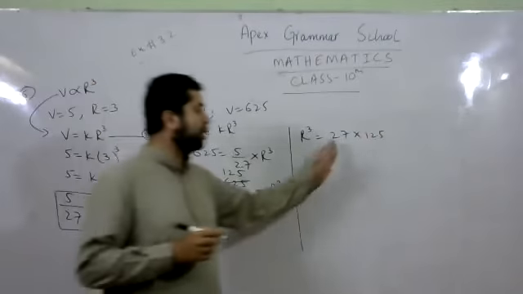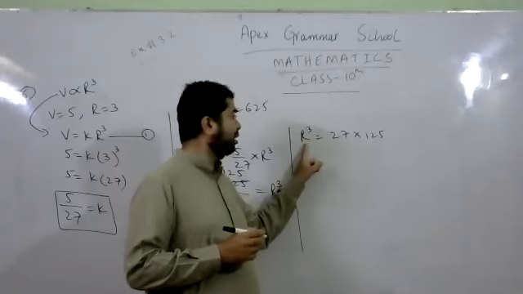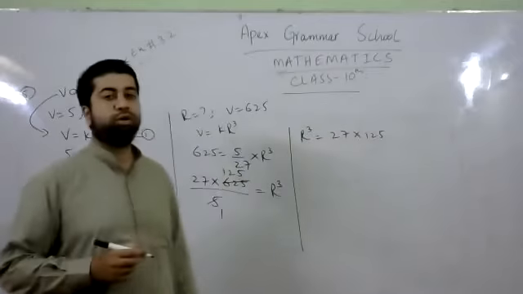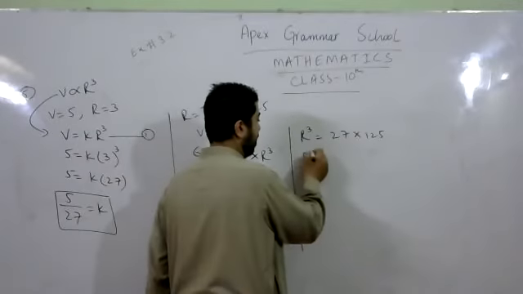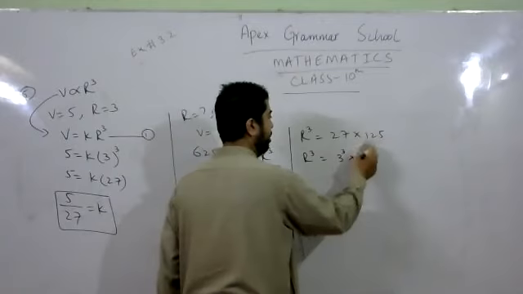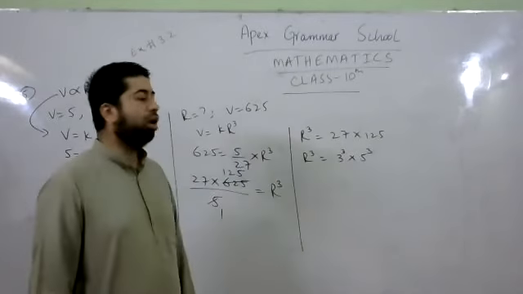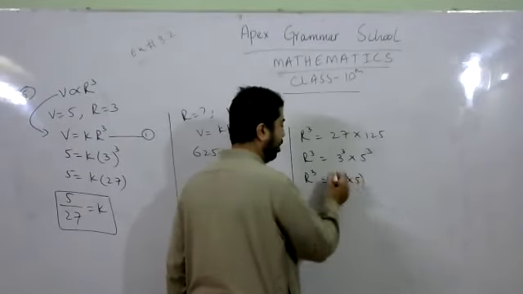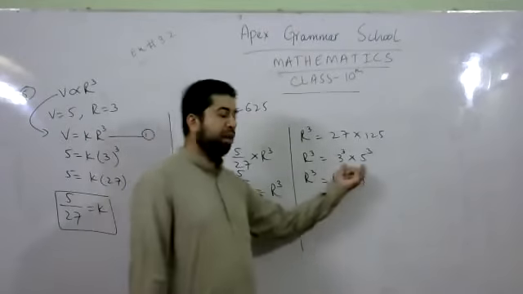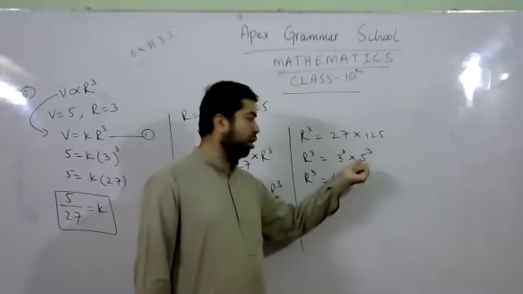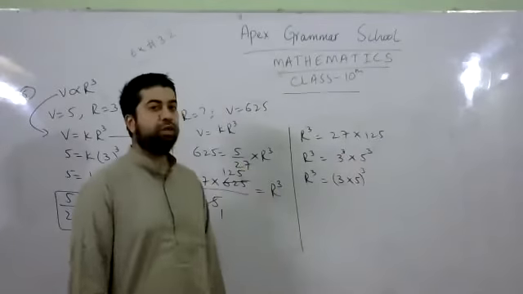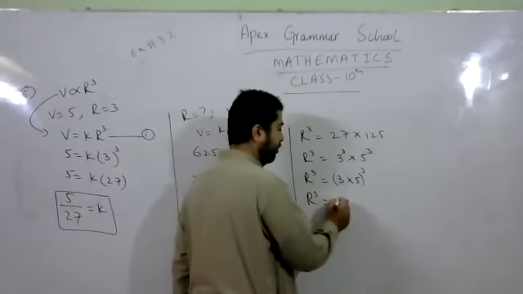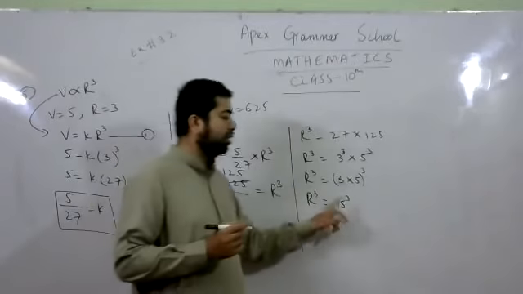27 multiplied by 125. You know that r is cubed because this r contains a cube. 27 is also the cube of 3, and 125 is also the cube of 5. So we can write it as 3 cubed multiplied by 5 cubed. Or easily we can write it as r cubed is equal to 3 multiplied by 5, whole cubed. We can apply the combined power because this is the case of multiplication. Or we can write it as 3 fives are 15 cubed. This is r cubed and this is 15 cubed.